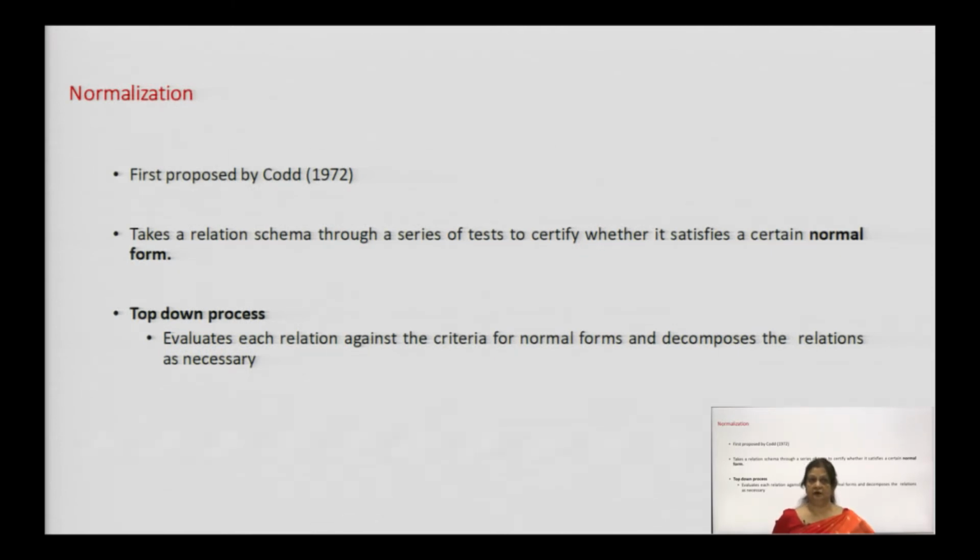I have told you earlier also that normalization was proposed by Codd in 1972, and normalization is the process of taking the relations through a series of tests to certify whether a particular relation is in a normal form or not. And then if the relation is not in the normal form that we are looking for, then we follow a top-down approach in which the relation is decomposed into further relations, which are then checked for the normal form we are trying to achieve.